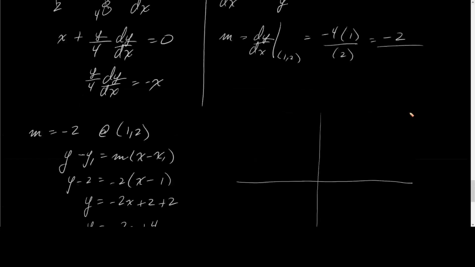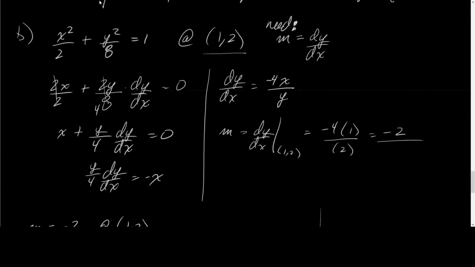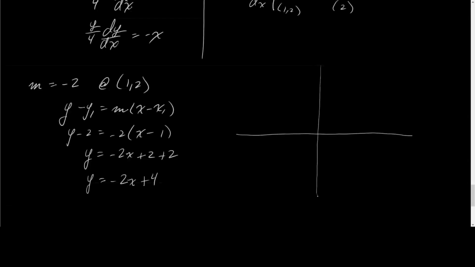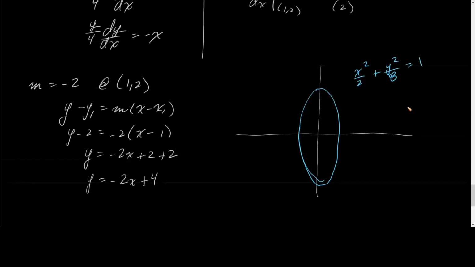You may or may not recall that this equation, x squared over 2 plus y squared over 8, is an ellipse. It looks something like that. Let me make that better. There we go. It's an ellipse, all right? x squared over 2 plus y squared over 8 is equal to 1, all right?